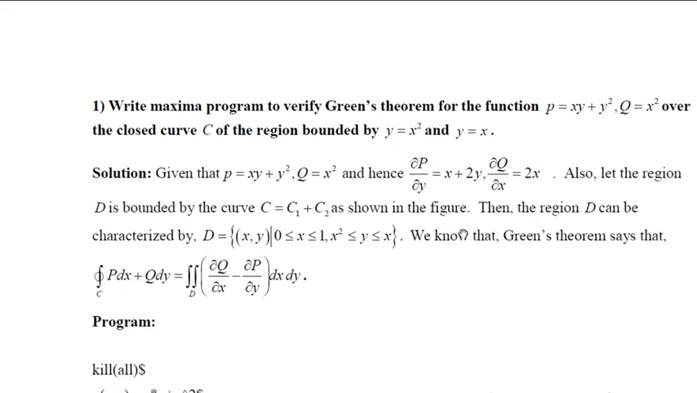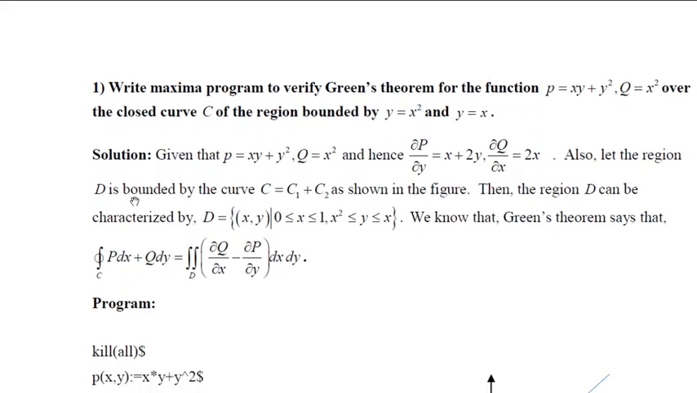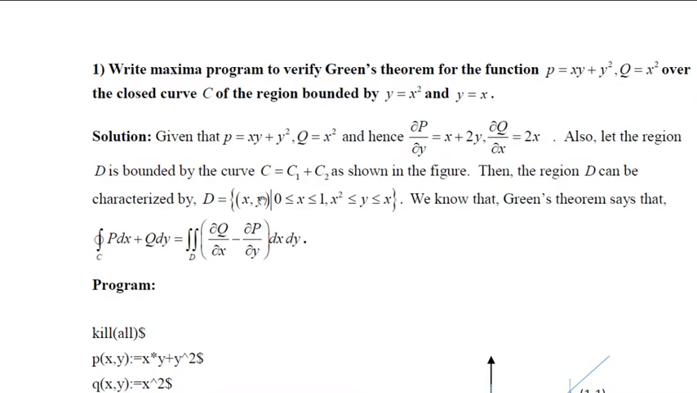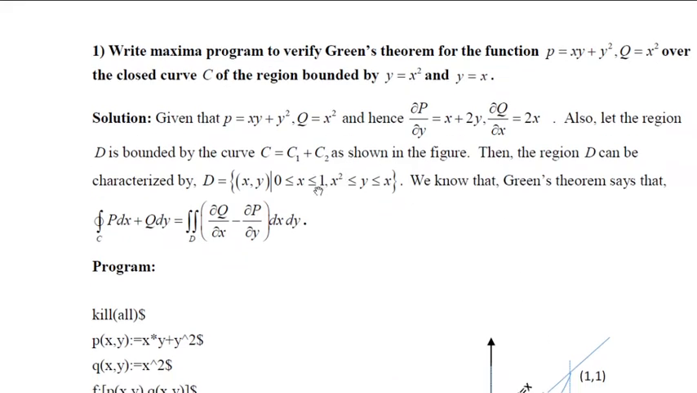And the region D is bounded by the curve C. Let us assume that curve C is partitioned into two curves, C1 and C2, as shown in the figure. Then D is nothing but the collection of all ordered pairs x and y, where x runs from 0 to 1 and y runs from x squared to x.